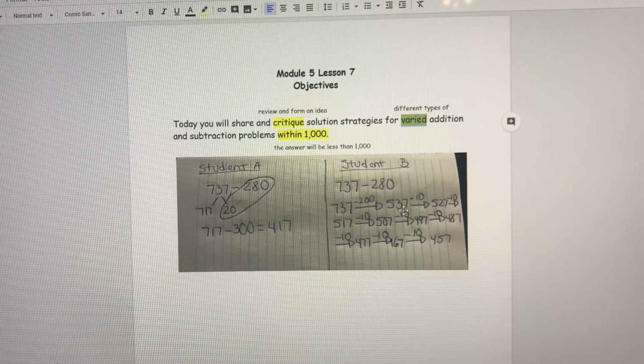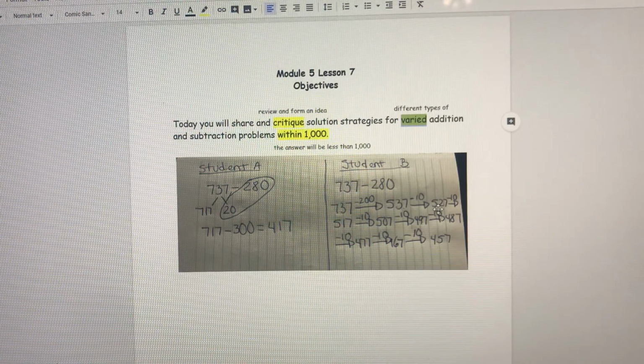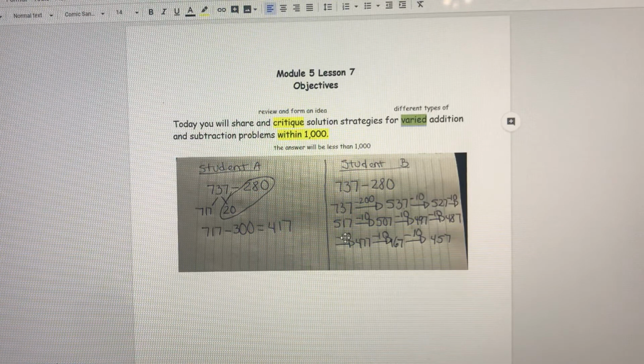737 take away 200, 537 minus 10, 527 minus 10, 517 minus 10, 507, minus 10, 497, minus 10, 487, minus 10, 477, minus 10, 467, minus 10, 457. Although they solved the same problem, student A and student B came to two different answers.